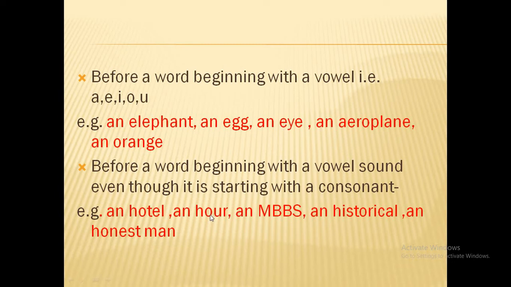H is silent, so an R. An MBBS, this gives us an M sound, so again it is a vowel sound. An historical, an honest man, an O sound. So all these examples state that whenever we have a consonant alphabet but it is producing a vowel sound, it should always be preceded by an indefinite article.